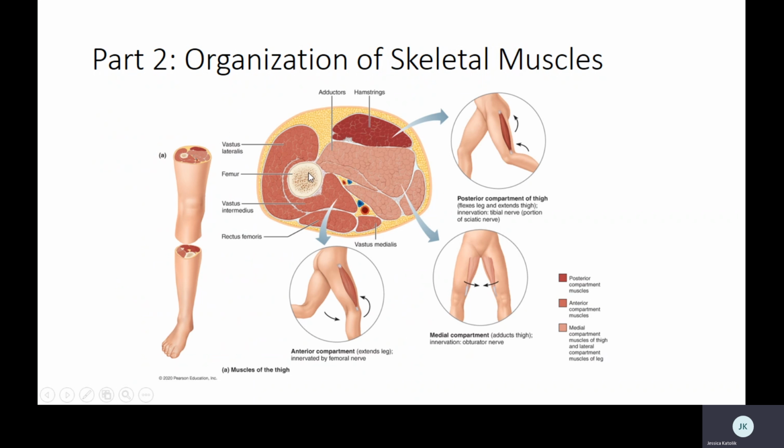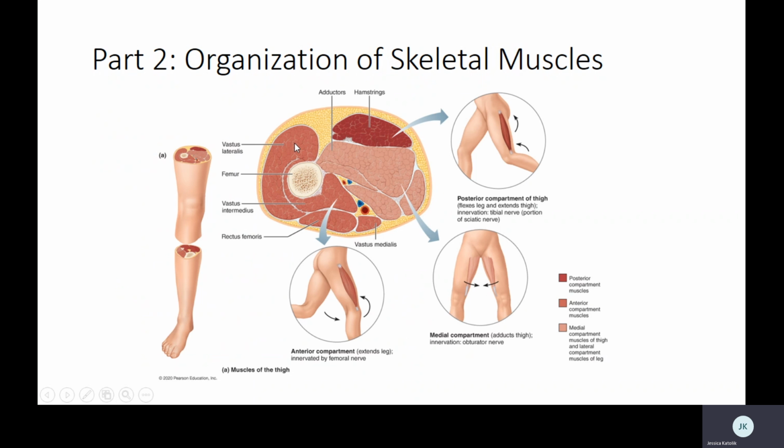Over here, what we have is the femur. The femur is the bone of the upper leg or the thigh. And we can see that this area is going to have three compartments: an anterior compartment, a posterior compartment, and a medial compartment. This area is going to be like our inner thigh.